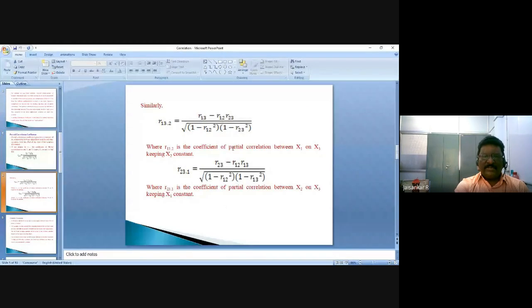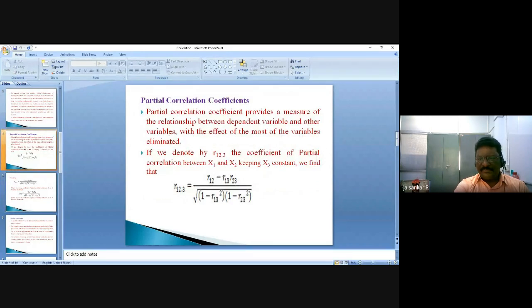If there are three variables, it is possible. What is meant by R12.3? R12.3 means the correlation between the first variable and the second variable, keeping the third variable aside. That is called a partial correlation between x1 and x2, keeping the effect of x3 away. Next, similarly, we can get three kinds of correlation: R13.2 and R23.1. Okay. So we have seen about partial correlation.